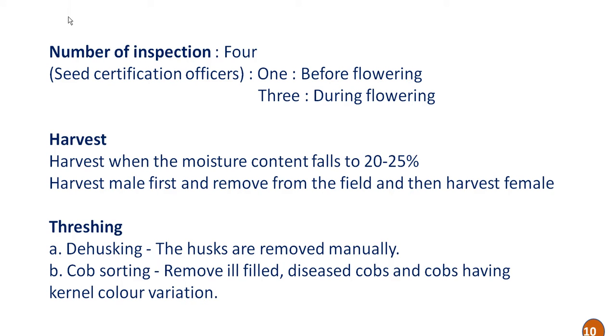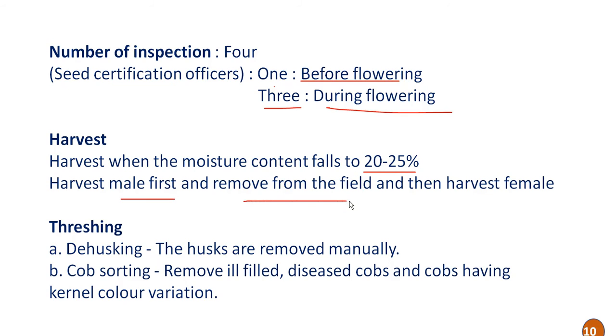Then the number of inspections by the seed certification officer, mostly the field inspector, is four inspections. One is before the flowering and the remaining 3 during the flowering. So these are the 4 inspections that are a must for hybrid seed production in maize. Then harvest, when the moisture content falls to 20 to 25%. So this is the criterion of moisture percent.